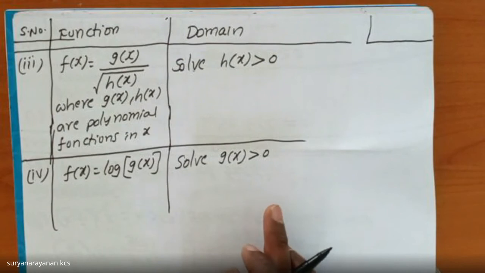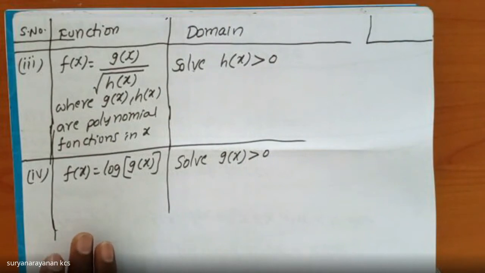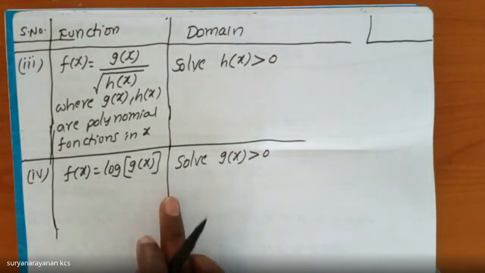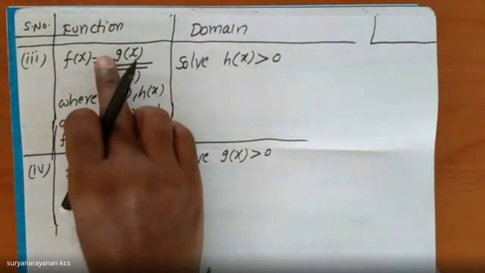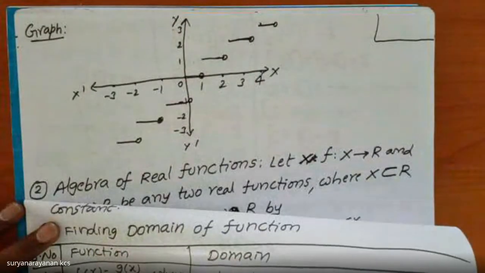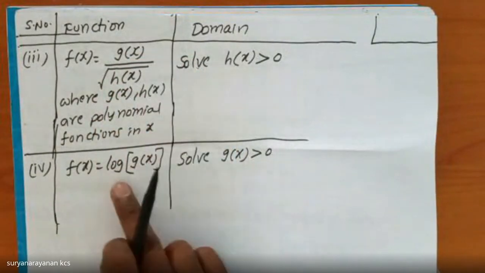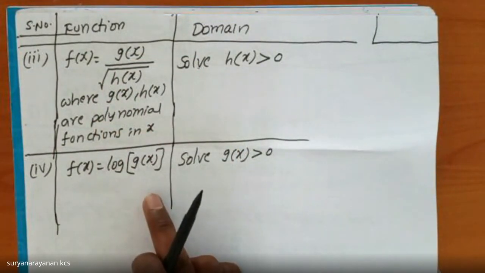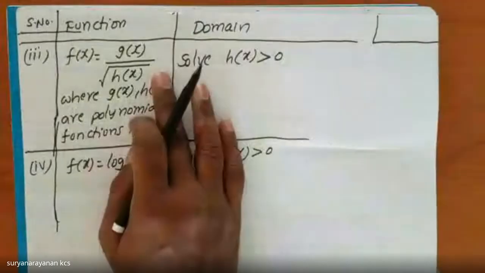Okay, my children. Like this, they will give different types of functions to find domains of the functions. Especially, you have to remember these 4 types: f of x by g of x, root g of x, g of x by root h of x, log g of x.